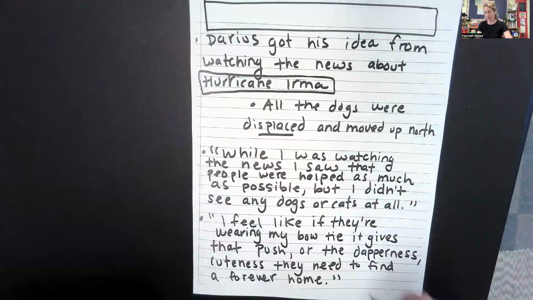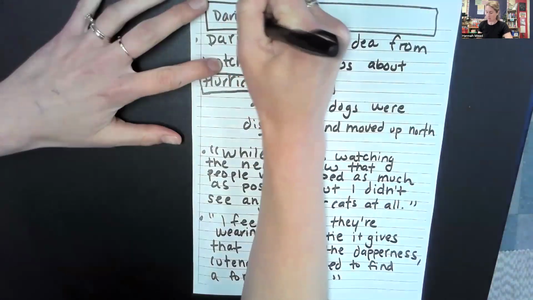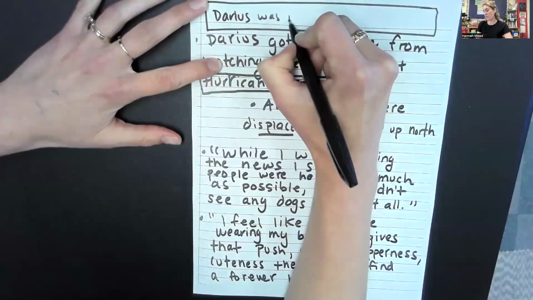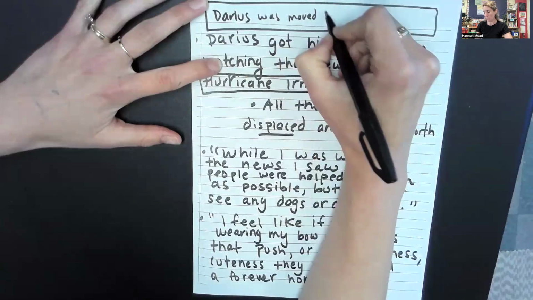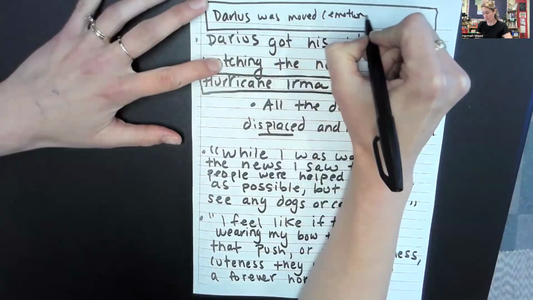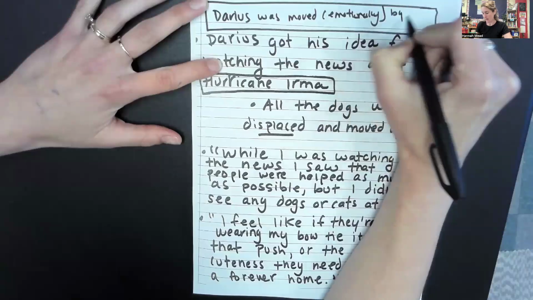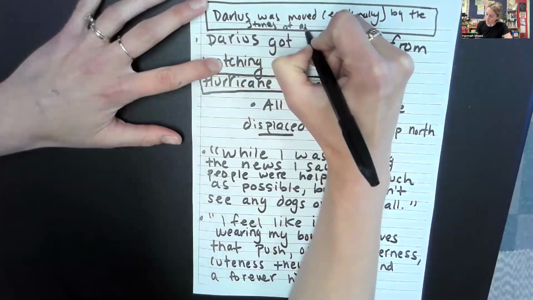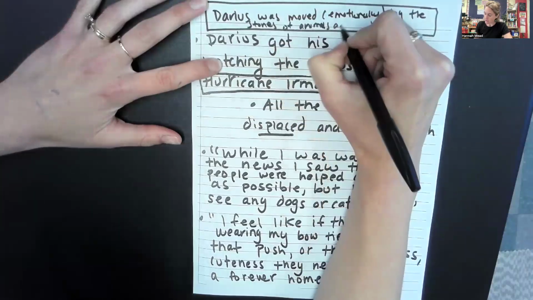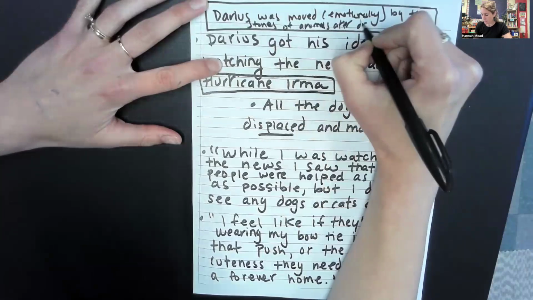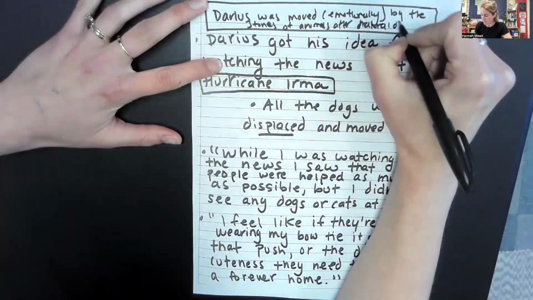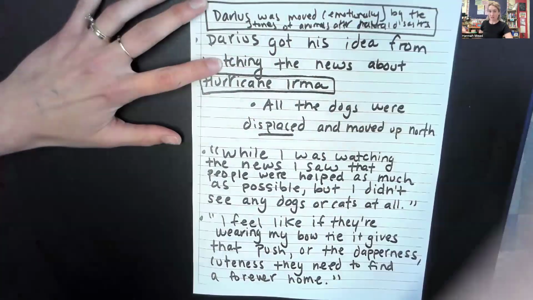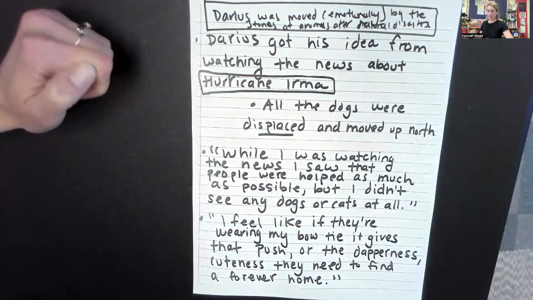So overall, I'm thinking that I could say: Darius was moved emotionally by the stories of animals after natural disasters and around space. Say that. So that's a main idea.